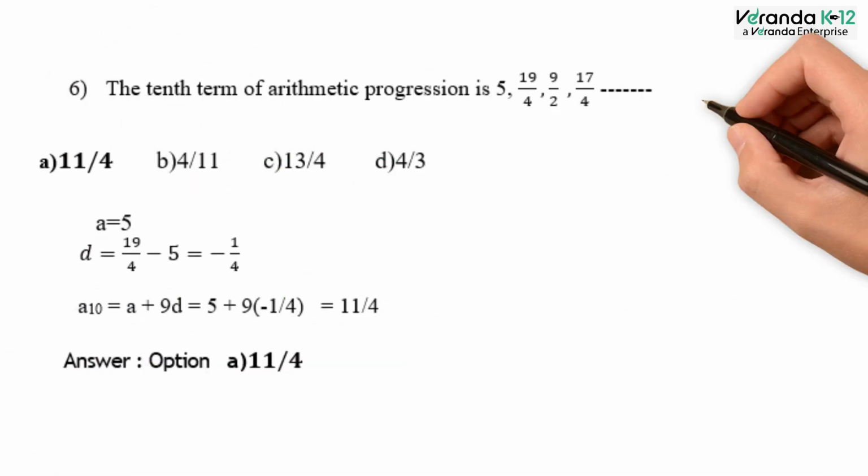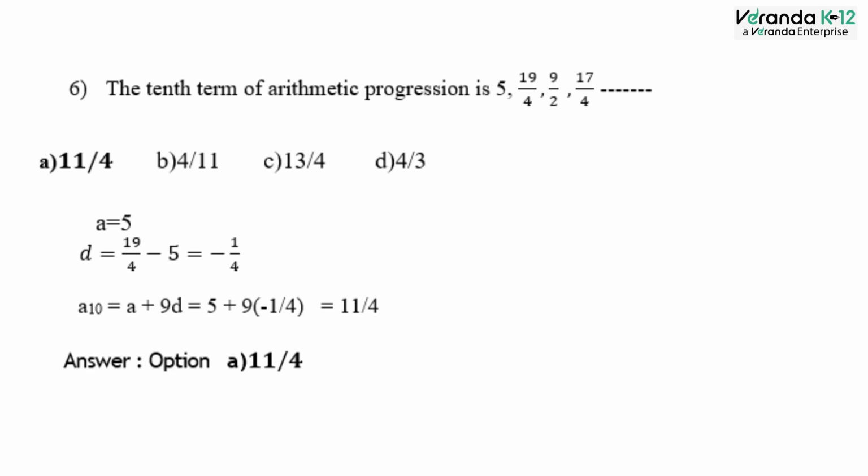Sixth question. The 10th term of the arithmetic progression 5, 19 by 4, 9 by 2, 17 by 4 is option A, 11 by 4, option B, 4 by 11, option C, 13 by 4, option D, 4 by 3.